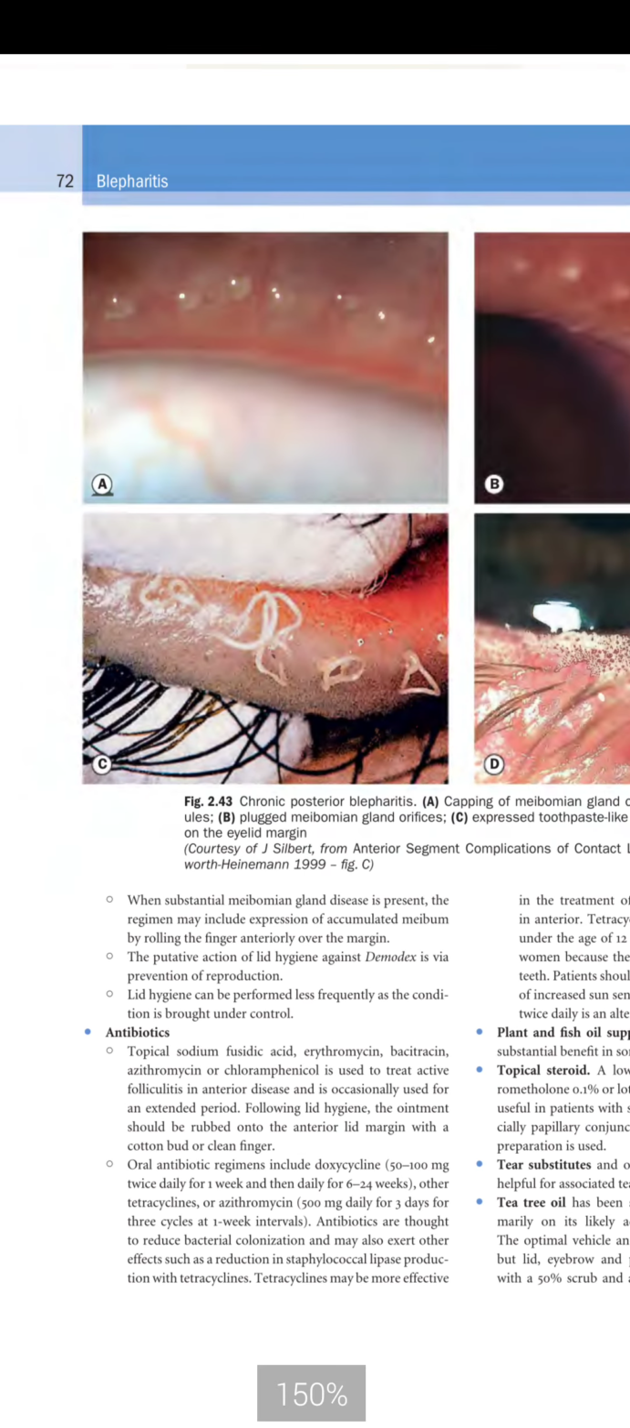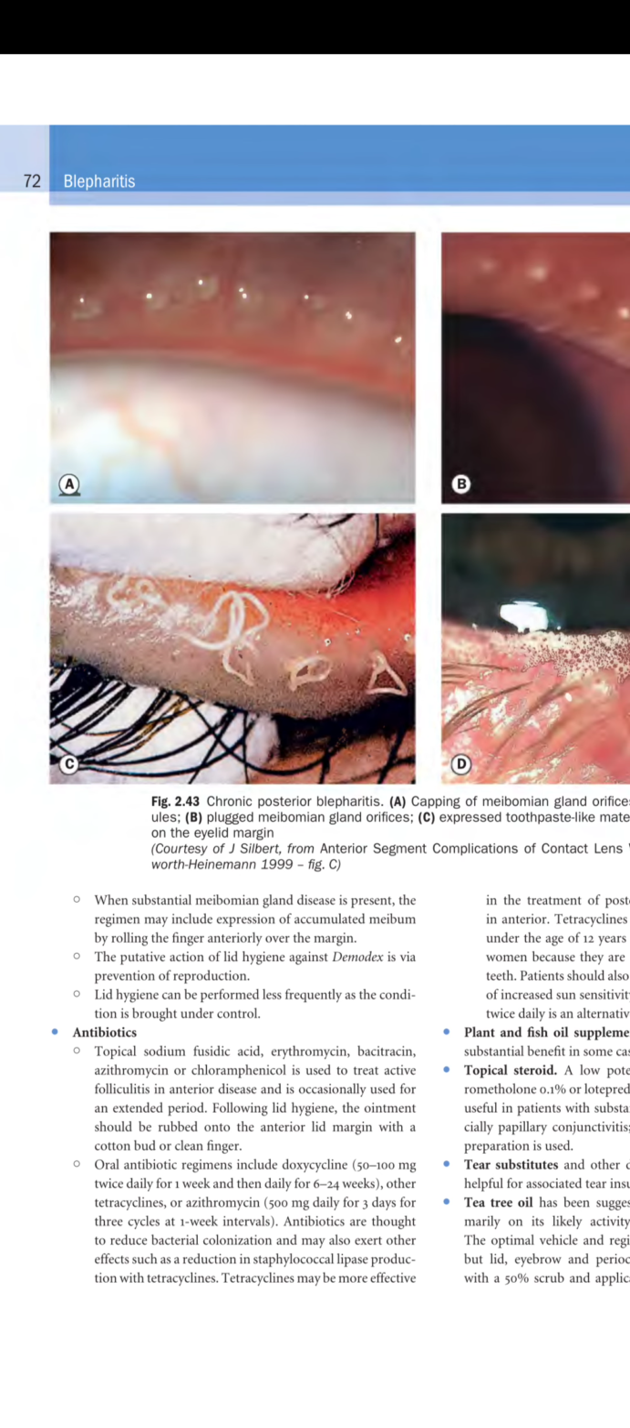For use in blepharitis. When substantial meibomian gland disease is present, the regime may include the expression of the accumulated meibum by rolling the finger inferiorly over the margin. So you can also do massage of the eyelid so that there is an expression of the meibum from the eyelids. The putative action of lid hygiene against demodex is via prevention of reproduction. Lid hygiene can be performed less frequently as the condition is brought under control.